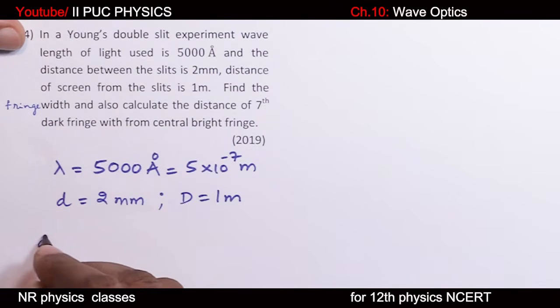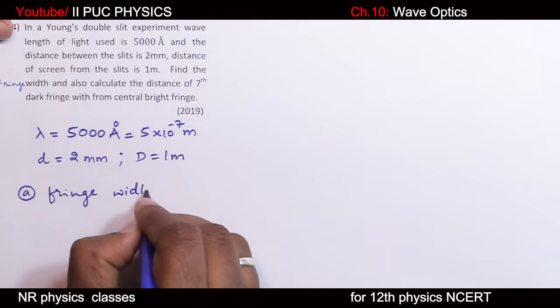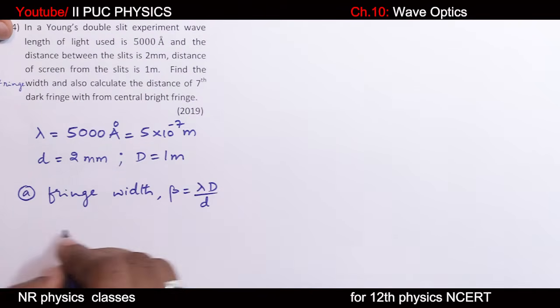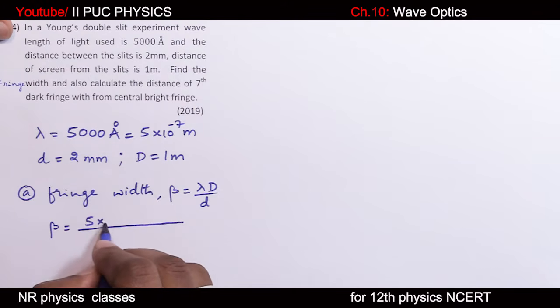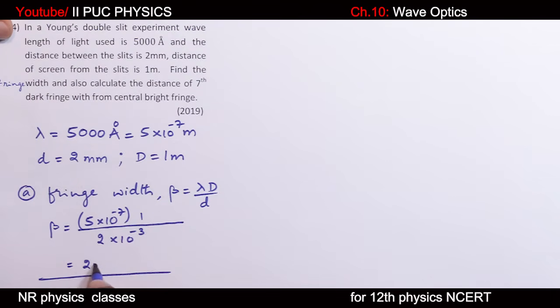So let us find the fringe width. Fringe width, beta equal to lambda capital D by small d. So beta equal to lambda 5 into 10 power minus 7, capital D is 1 meter, small d is 2 millimeter. 5 by 2 is 2.5, and minus 7 minus minus 3 is minus 4, so 2.5 into 10 power minus 4 meter. So this is beta.